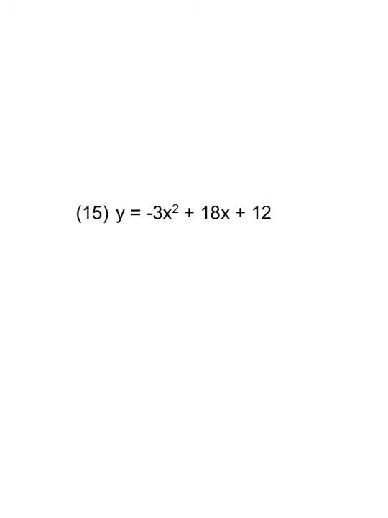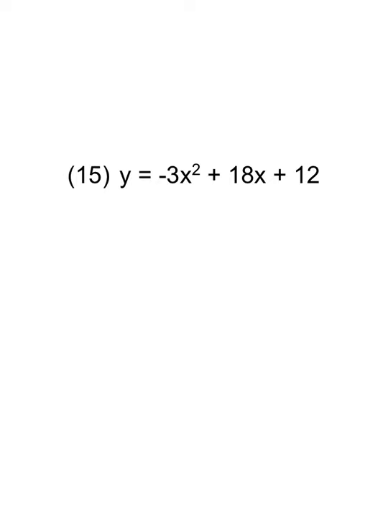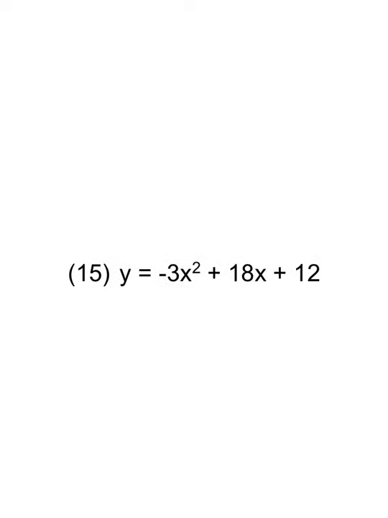Last up, number 15. Bring over the 12, so y minus 12. I got my negative 3x squared plus 18x. I'm going to complete the square. So take the 18, cut it in half, 9 squared, 81, divided by a negative 3 is going to be negative 27.